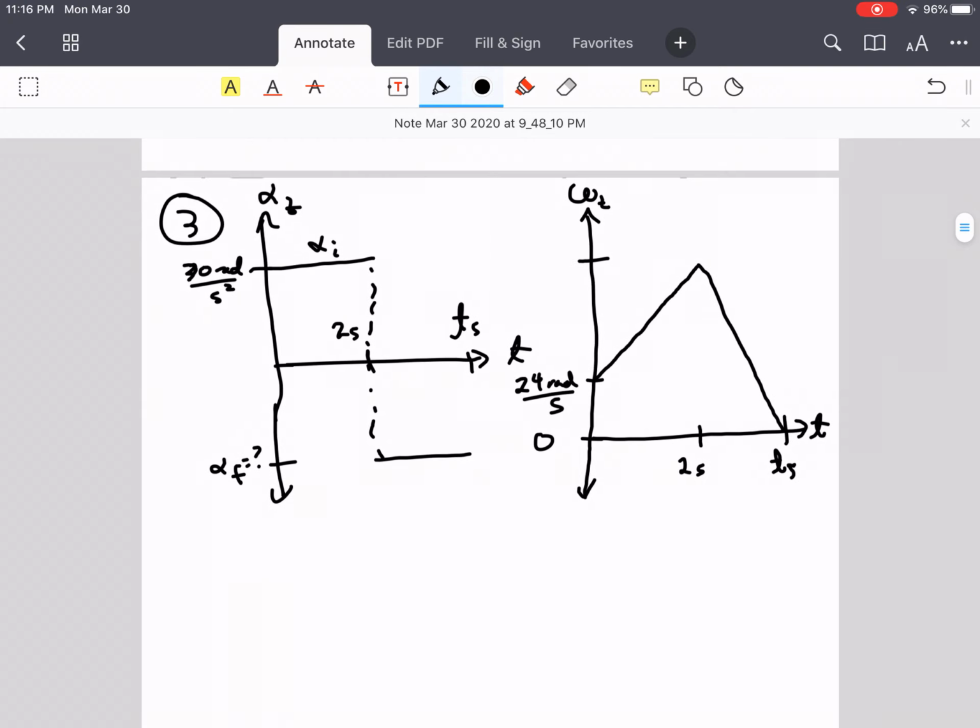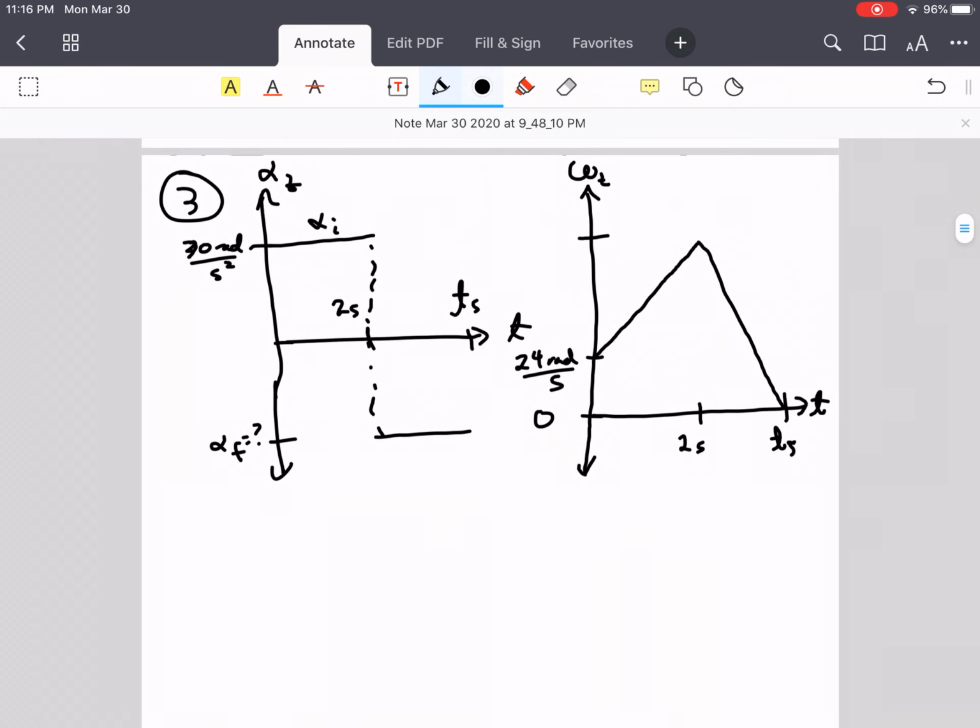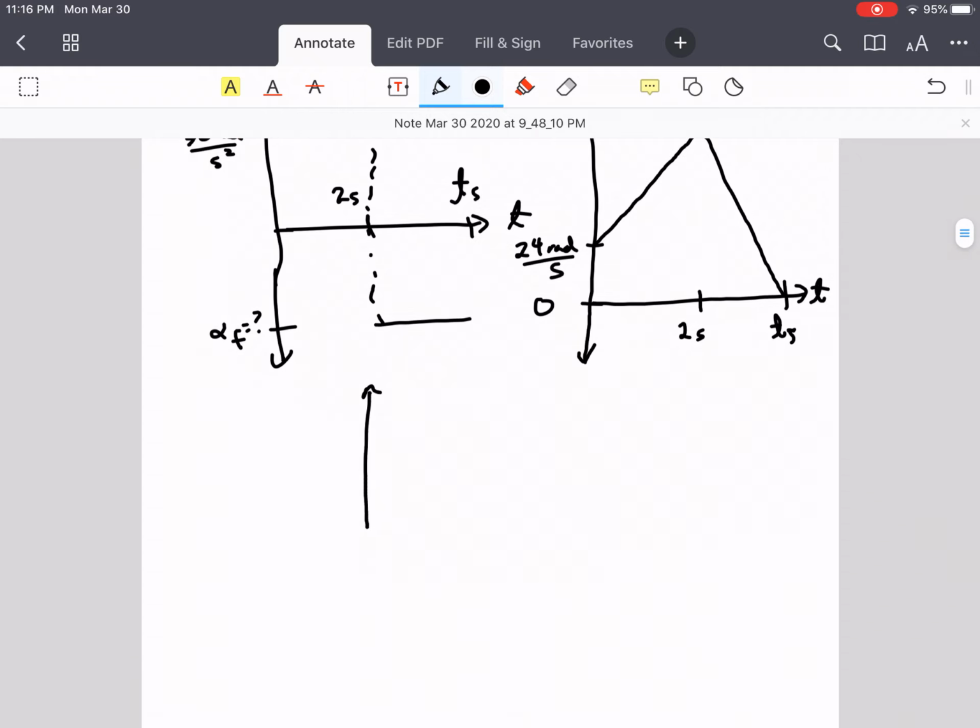By Greek standards, that's God. Is that a good joke? Probably not. Well, I won't be able to hear the lack of laughter, so I'm just going to go ahead and move on with my life.